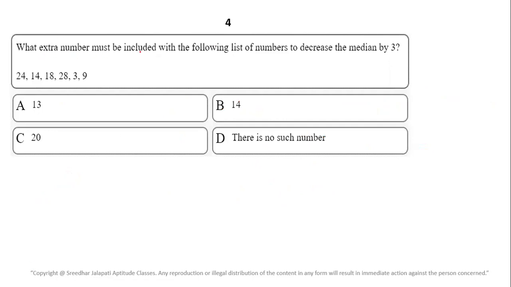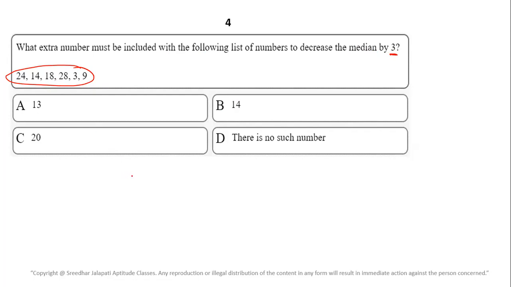What extra number must be included with the following list of numbers to decrease the median by 3? You can pause the video if you want to try the solution. You are given some elements. What extra element must be added to this group so that the median decreases by 3? Okay, here is the solution.